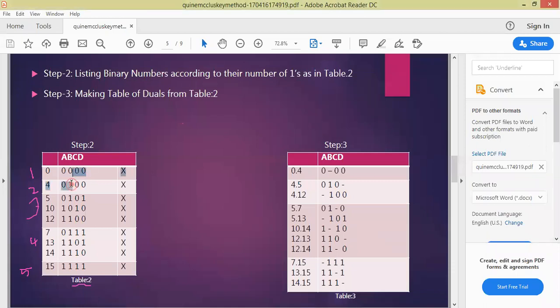So this is the difference between these two numbers. So it has been grouped together in table 3. So 0 comma 4, and wherever there is a difference of 1, that is indicated by a dash. So it is written in step 3, that is in table 3, 0 dash 0 0.